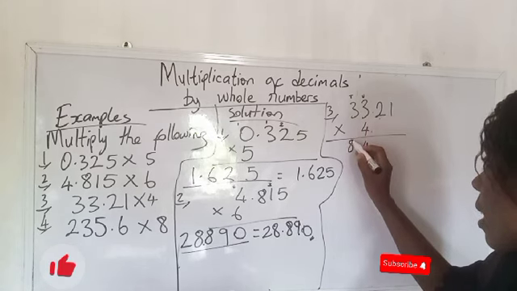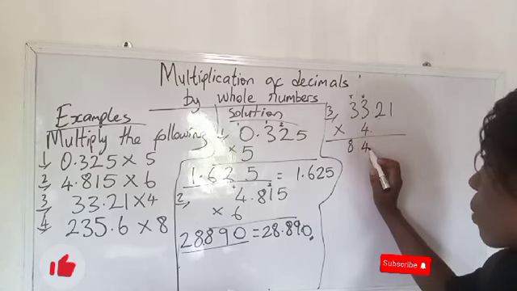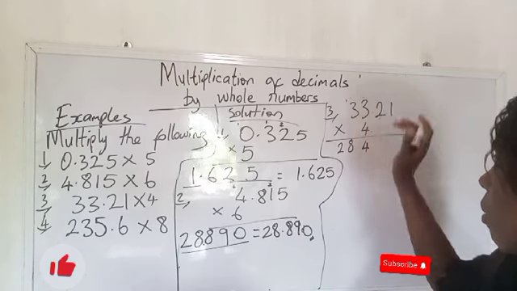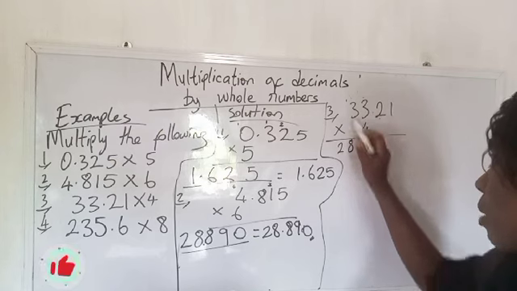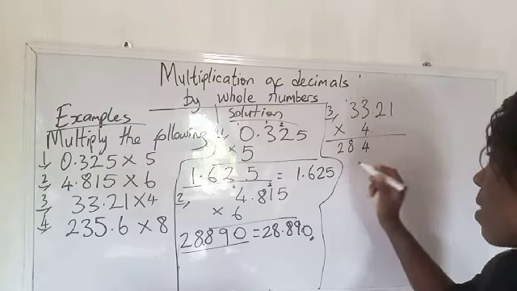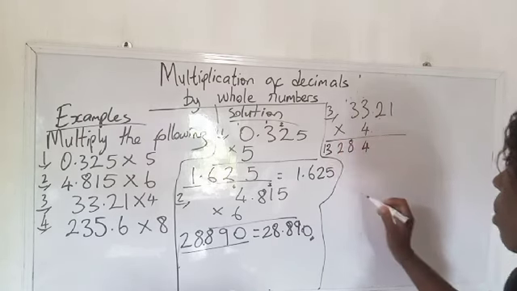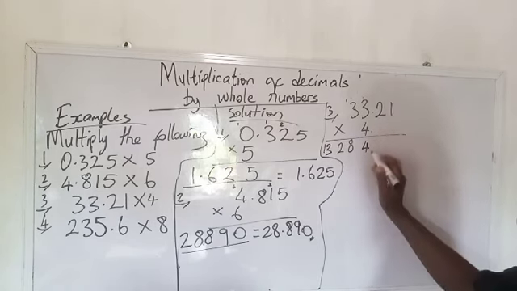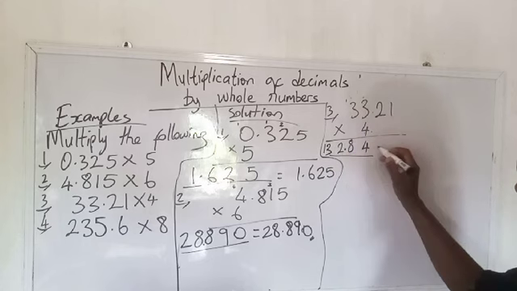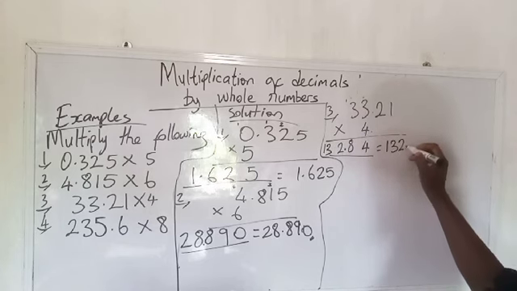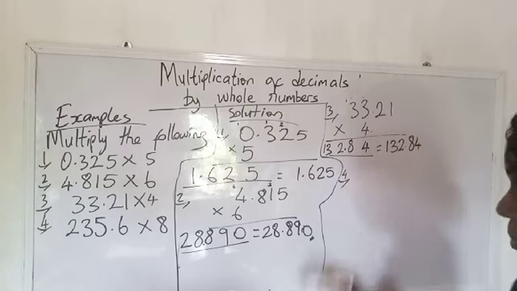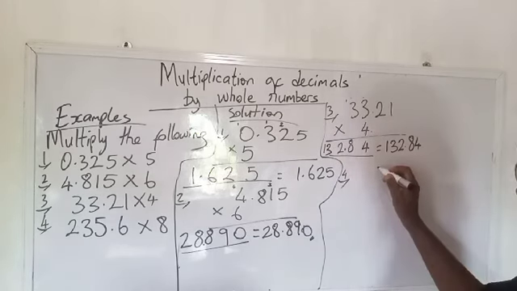I put it here. 4 times 2 is what? 8. Here. 4 times 3 is 12. Put down 2, carry 1. Alright, 4 times 3 is 12 again plus my 1. That gives us what? 13. Now, how many decimal places do we have here? 1, 2. So my answer becomes 132.84. Let's see number 4.